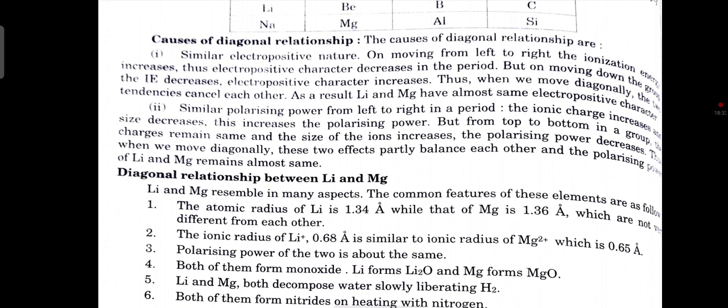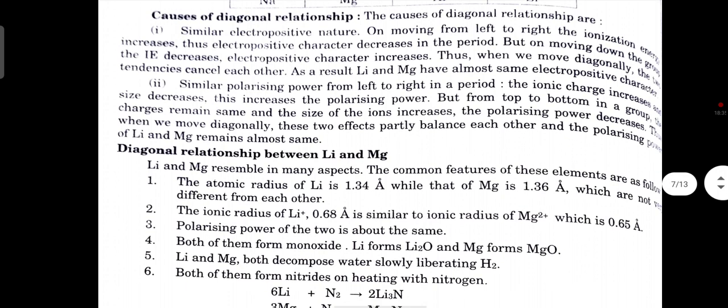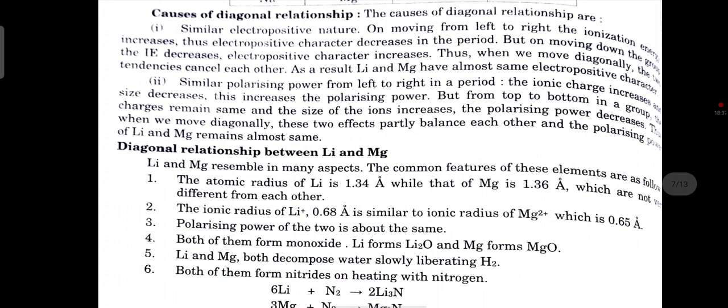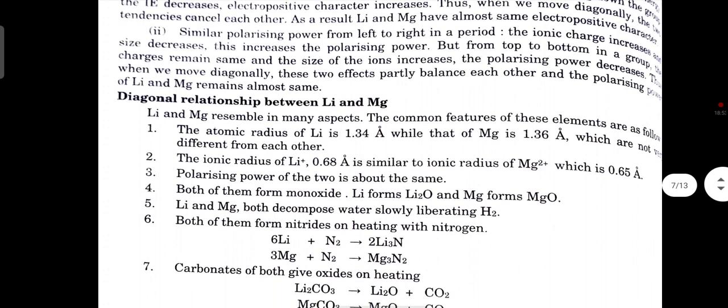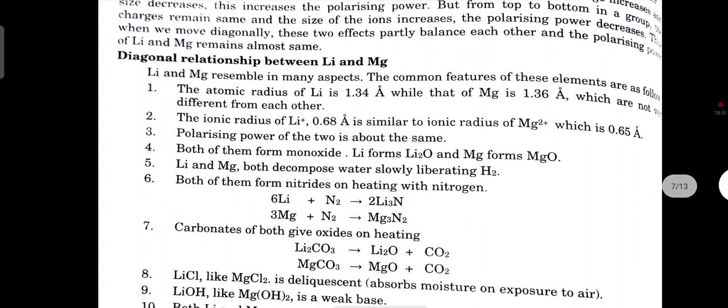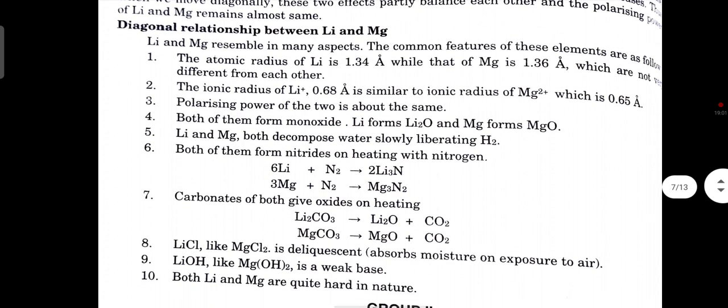The second reason is similar polarizing power. From left to right in the period, the ionic charge increases with a decrease in size. This increases the polarizing power. But from top to bottom in the group, when we move diagonally, these two effects partly balance each other. The polarizing power of lithium and magnesium remains almost the same.